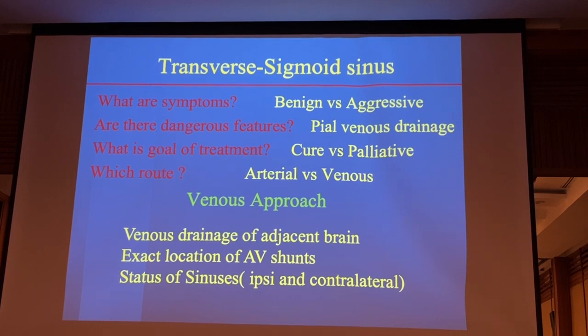And also you have to know exactly where the shunt is, the shunt location. If you need to occlude this transverse sigmoid sinus, you have to know where the shunt is, and you have to close the inflow from the shunt to close it off. And also how the rest of the venous sinus is. If the opposite side is occluded, you cannot occlude the ipsilateral side, otherwise you will cause venous hypertension.